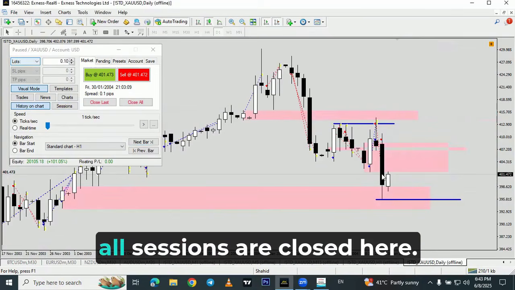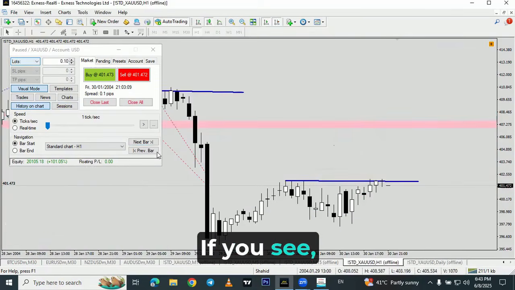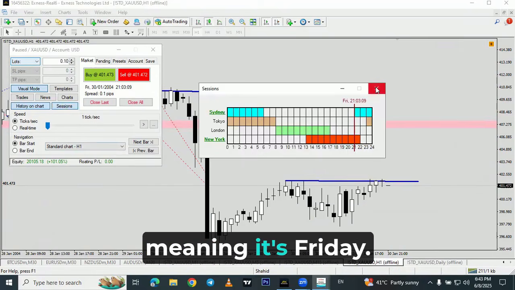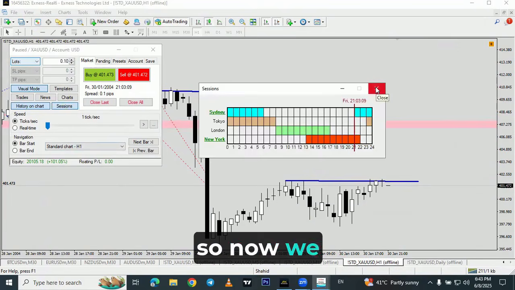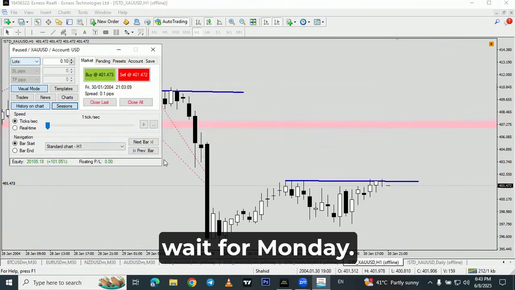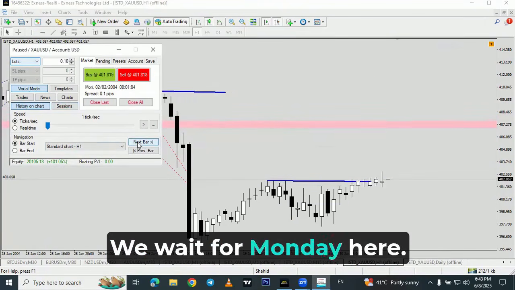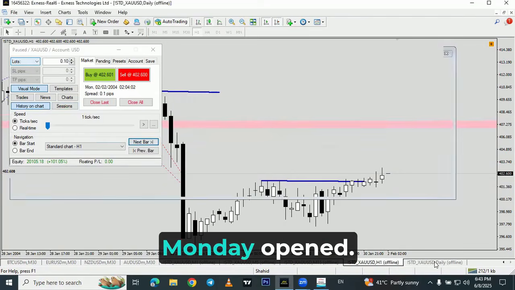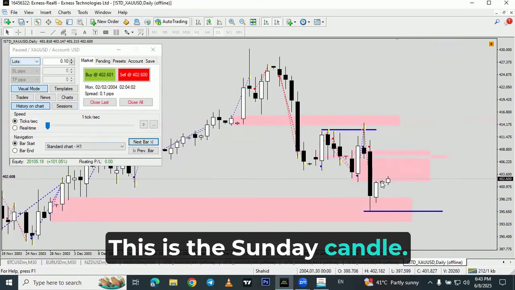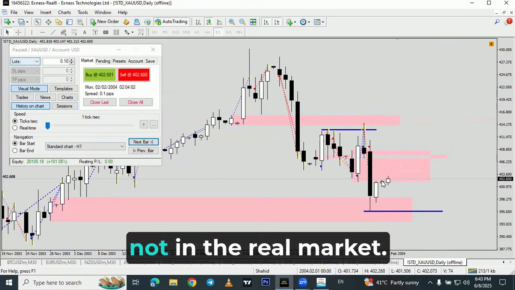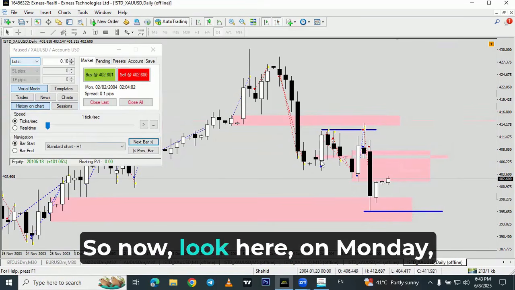But if you see all sessions are closed here, meaning it's Friday. So now we wait for Monday. We wait for Monday here. Look here. Monday open. This is the Sunday candle. This comes in back testing, not in the real market. So now look here on Monday.